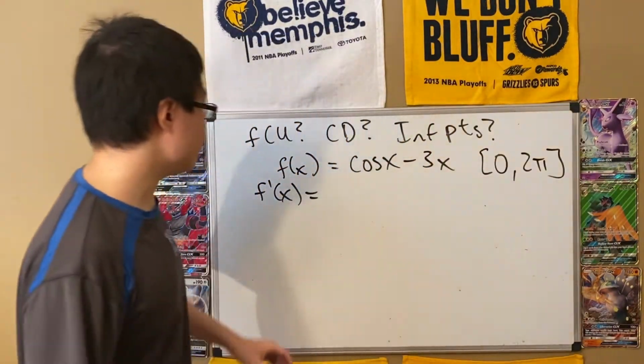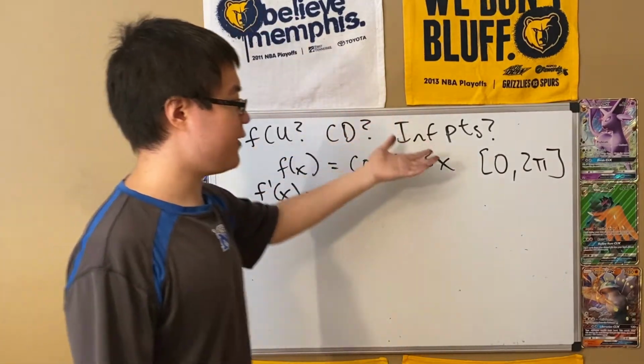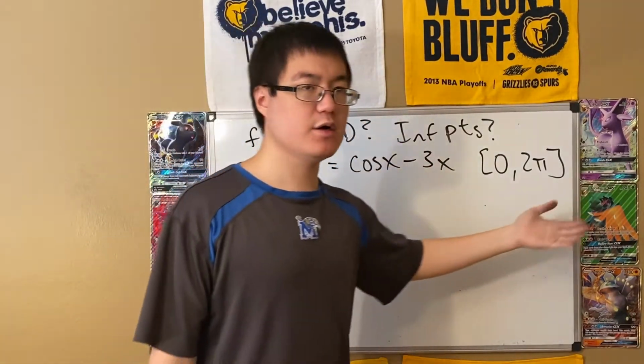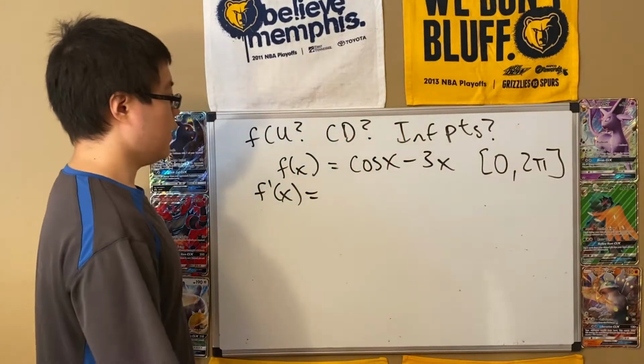So what we're going to do is we're going to see where f is concave up or down and find the inflection points of this function right here on this interval 0 to 2 pi.